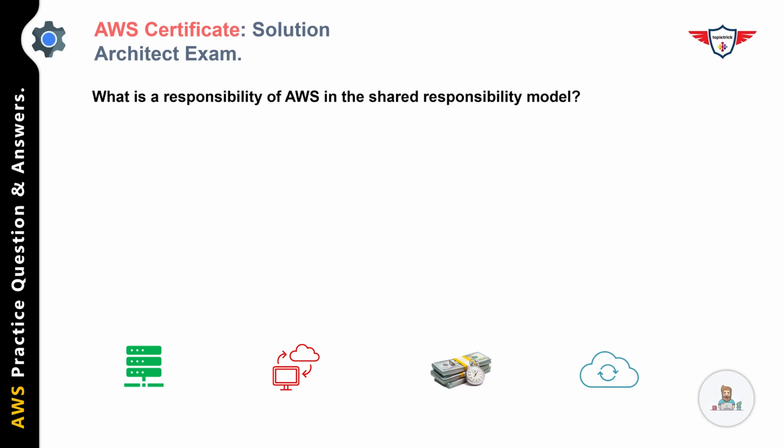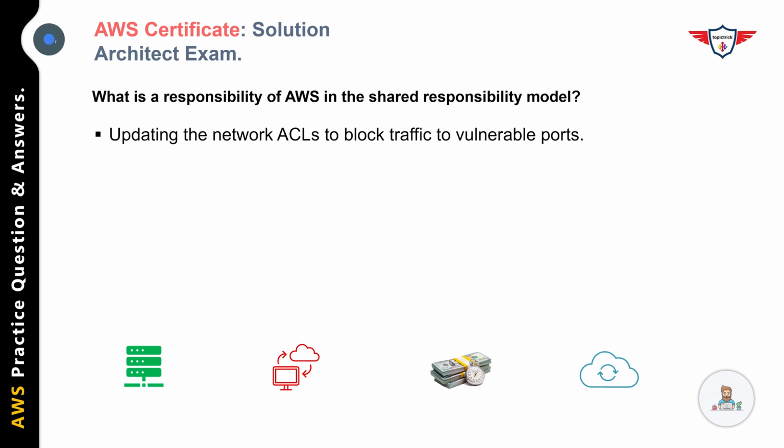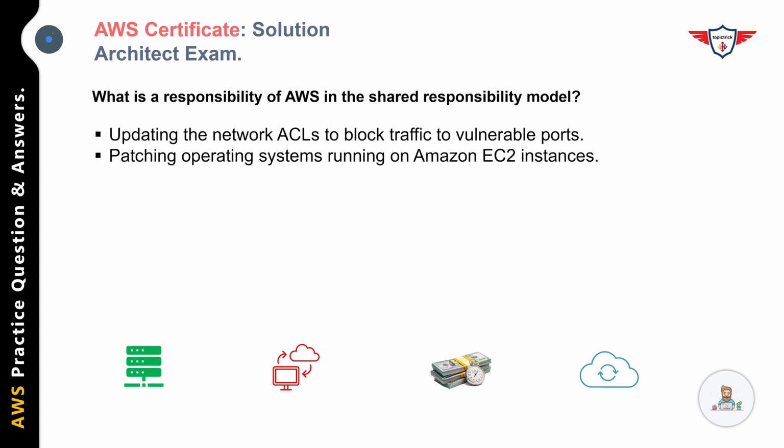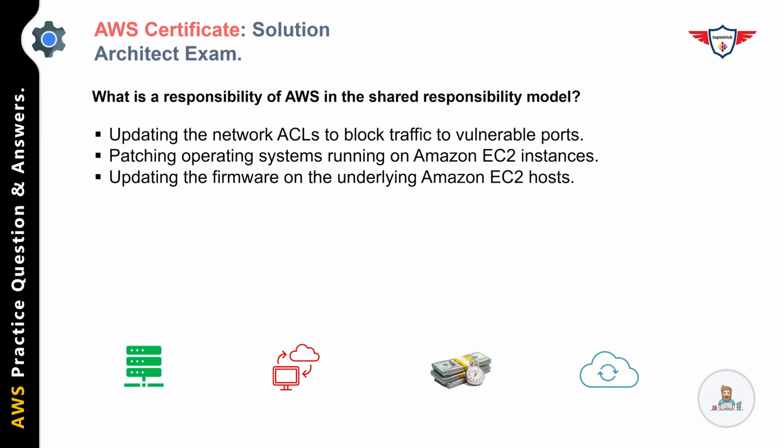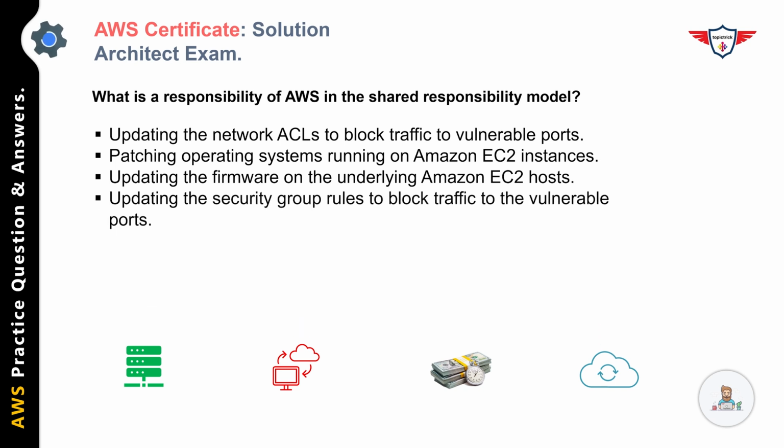What is the responsibility of AWS in the shared responsibility model? And the options are: updating the network ACLs to block the traffic to vulnerable ports, patching the operating system running on Amazon EC2 instances, updating the firmware on the underlying Amazon EC2 host, updating the security group rules to block traffic to the vulnerable ports. The correct answer is option C, that is updating the firmware on the underlying Amazon EC2 host. It is the responsibility of AWS to update the EC2 host where the instance runs.